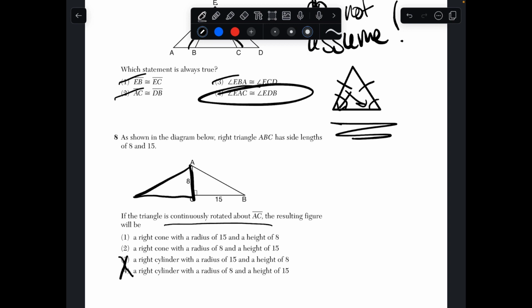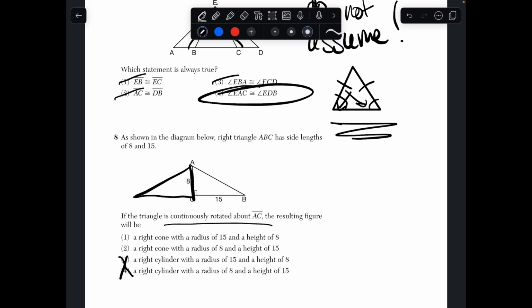Now you really have to be careful with these questions because they will try to trip you up, and it is kind of hard to see sometimes, especially if you've been sitting there for 2 hours and you just want to get out. But I encourage you to really take your time. A right cone with a radius of 15 and a height of 8, or a right cone with a radius of 8 and a height of 15.